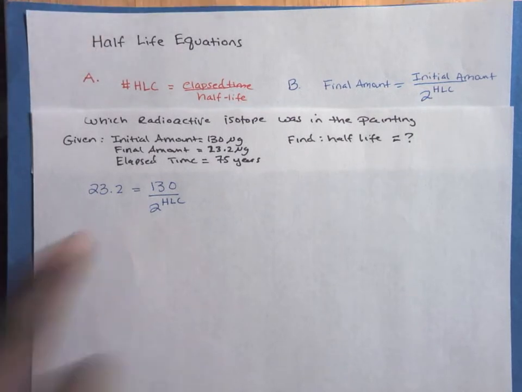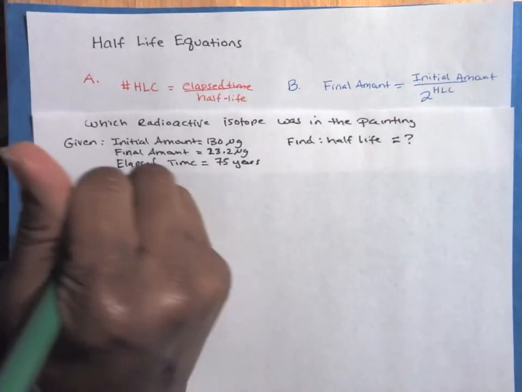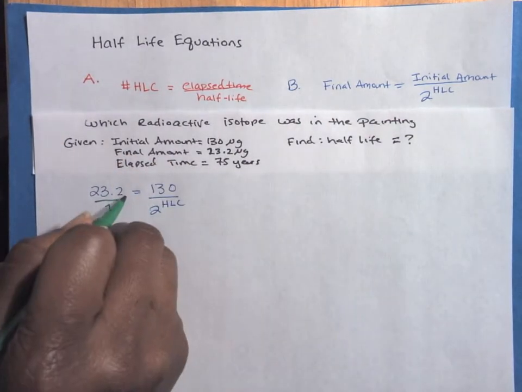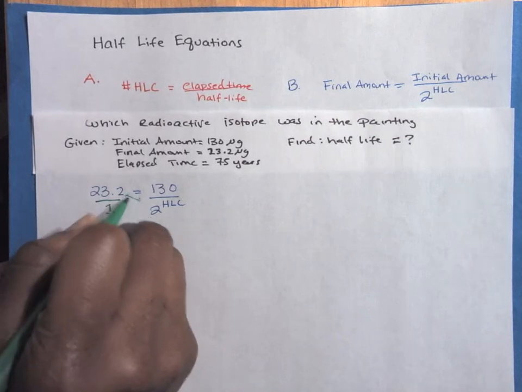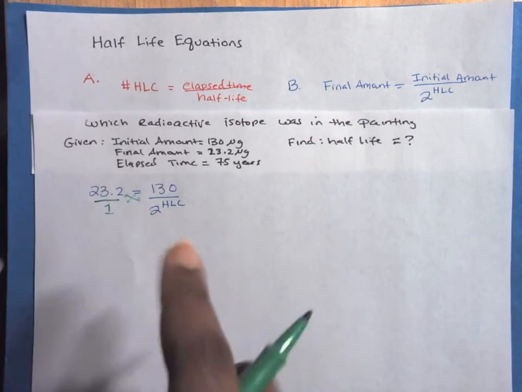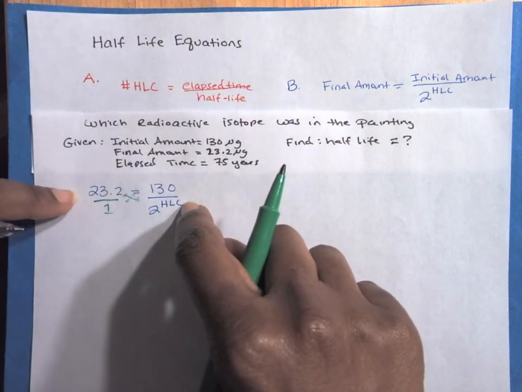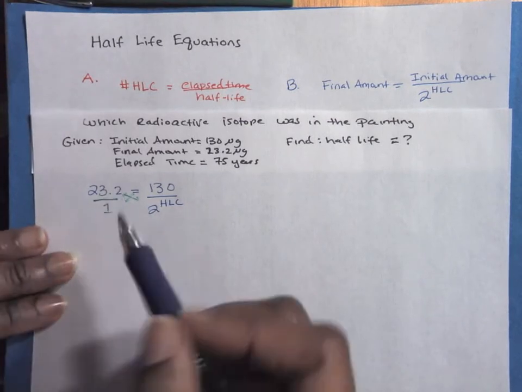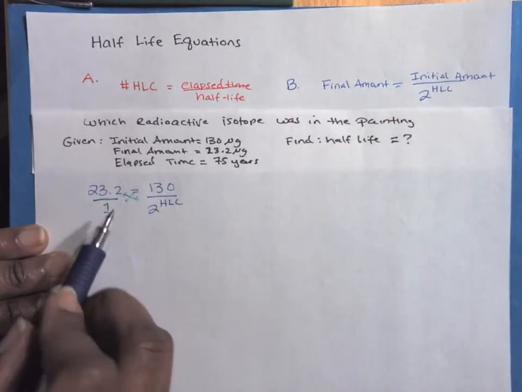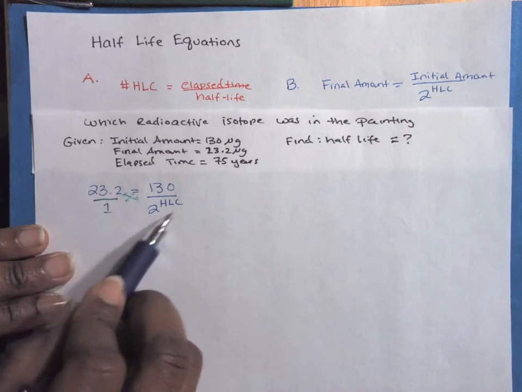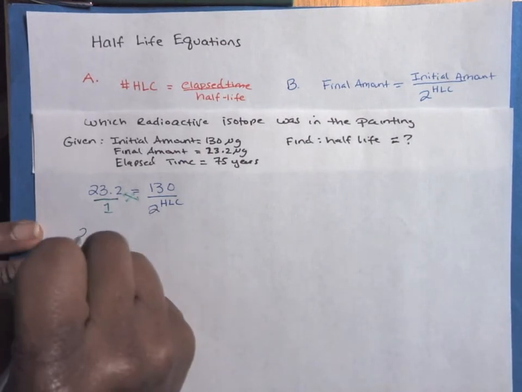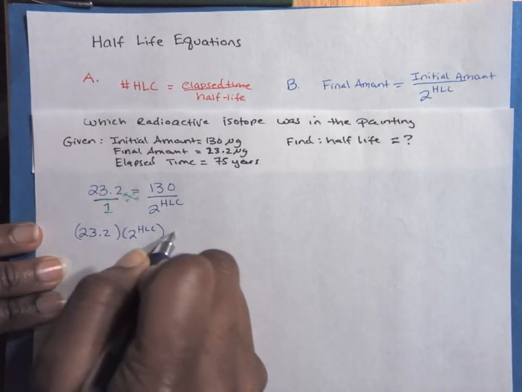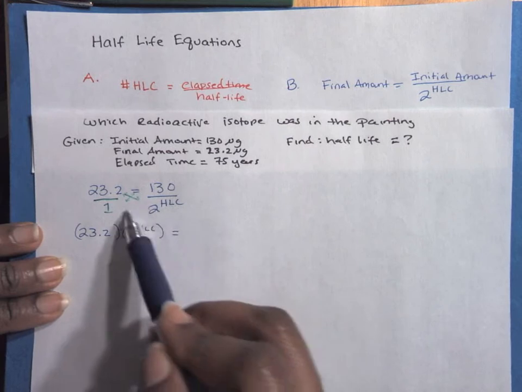If you have a fraction next to an equal sign, the shortcut is to use cross multiplication. The other way is multiplying by a common denominator, where you multiply whatever denominator is in the first fraction with the one in the second. But cross multiplication works just as well, and we've done that. So we take the 23.2 and multiply it by 2 raised to the power of HLC, and on the other side, we have 1 times 130.